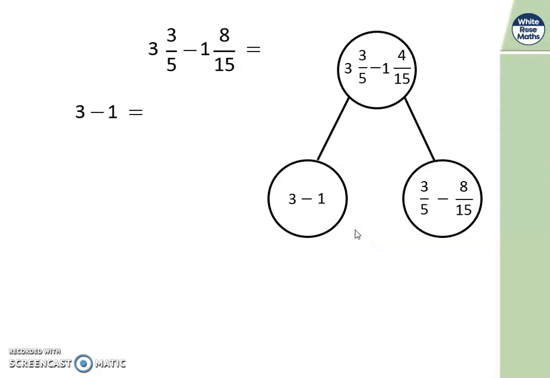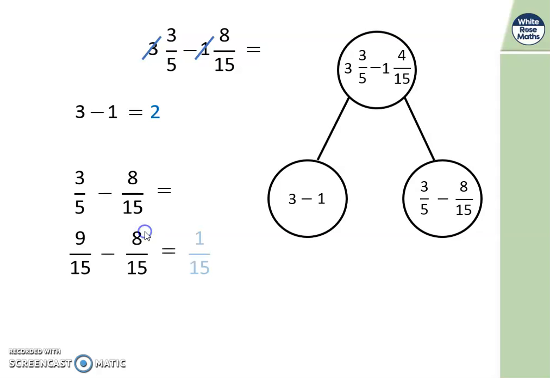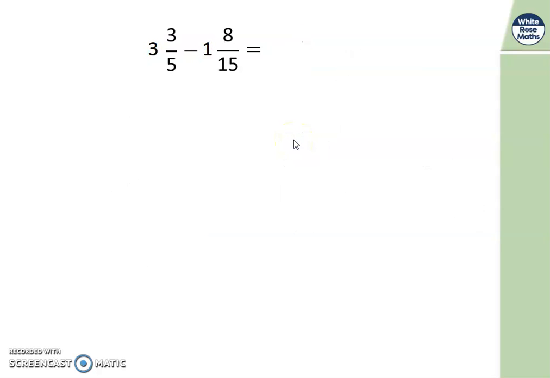We've got 3 whole ones, and 3 take away 1 whole one is 2. 3/5 subtract 4/15. We have to change that so it's 15ths. 5 times 3 is 15, so we need to do 3 times 3, which is 9/15. 9/15 subtract 4/15 is 5/15. When we've got our two answers, we put them back together. 2 whole ones and 5/15. Let's have a look at another method.